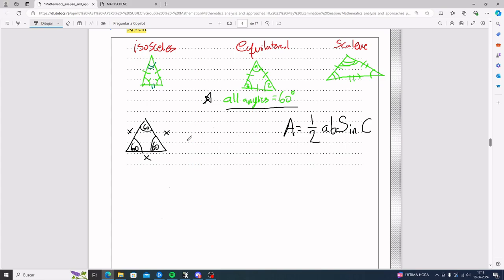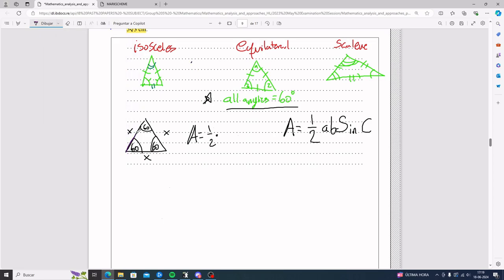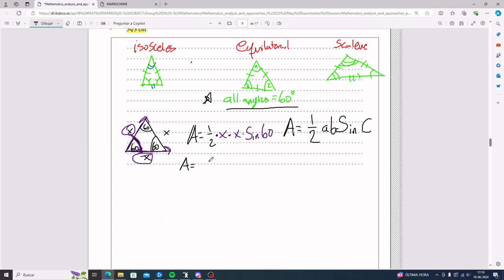Following this formula, you end up with 1/2 times, for example, we'll be using these, A times B, times sine C, the one in the middle, so sine 60. And so this is my current area formula for this equilateral triangle: 1/2 x squared times sine 60.